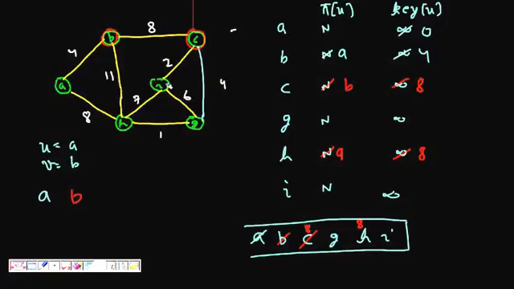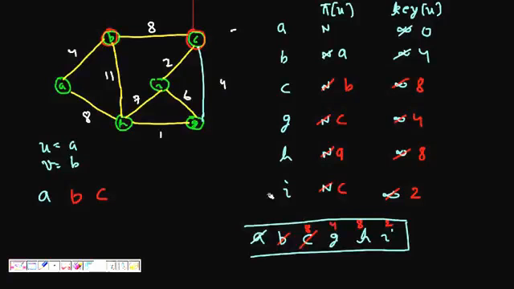So I and G. If it comes to I, then the key of I is infinity, so it now becomes 2, the weight of CI. This 2 is the weight and I's parent becomes C. So I's weight is 2, and now it goes to G. G is infinity, it becomes 4 and its parent becomes C. So G has got a 4 and I has got 2.